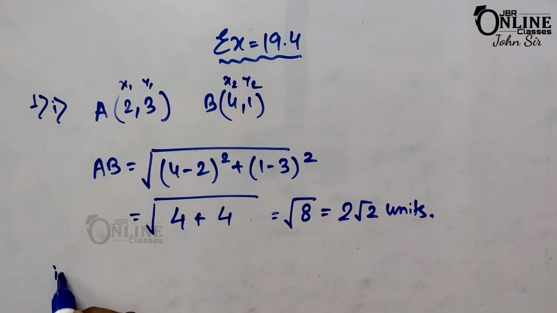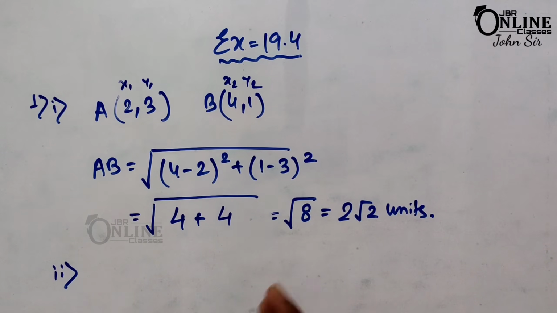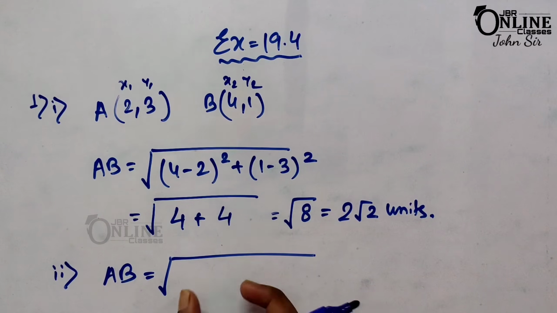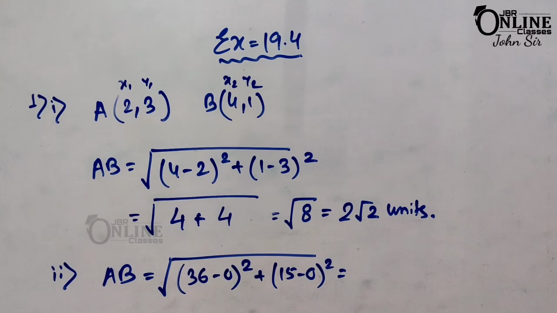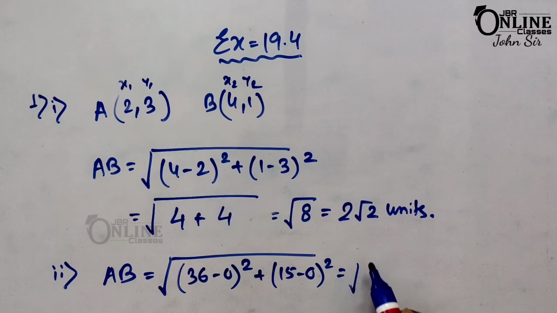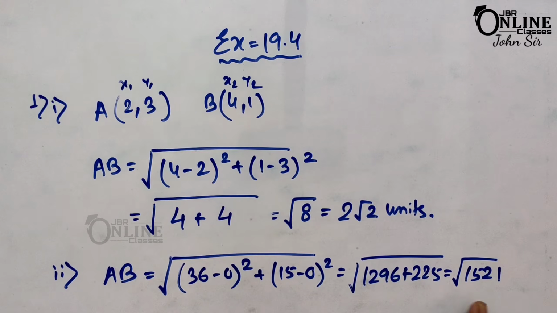Now similarly, number 2, here the 2 points are (0, 0) and (36, 15). If the first one is A and the second one is B, then the length will be the square root of (36 minus 0) whole square and then (15 minus 0) whole square. Now the square of 36 is 1296 and of 15 is 225, so that equals root over 1521. Now root of 1521 equals 39. So 39 units is your answer.